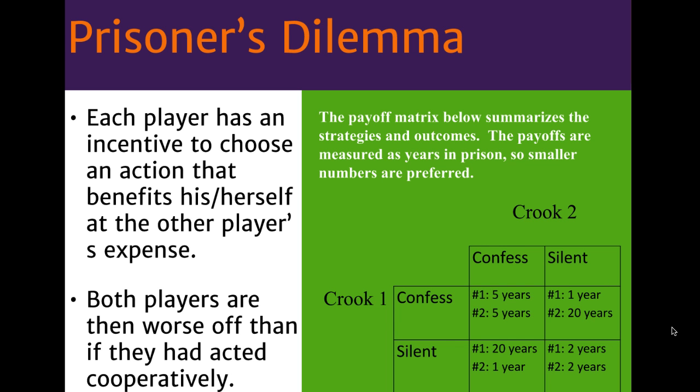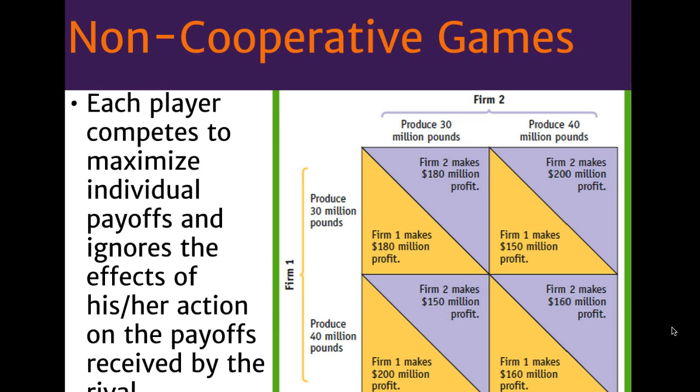So if we go back for a second to look at the previous matrix, each firm is better off producing the higher output, regardless of what the other firm does. Yet, if both produce 40 million pounds of lysine, both are going to be worse off than if they had followed their agreement and produced only the 30 million pounds. In both cases, then, the pursuit of individual self-interest in the effort to maximize profits, or in the previous example, to minimize jail time, has the reverse effect of hurting both players.